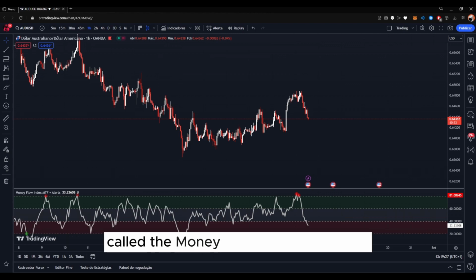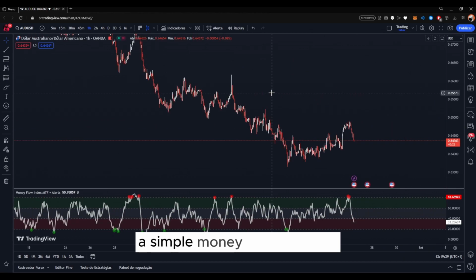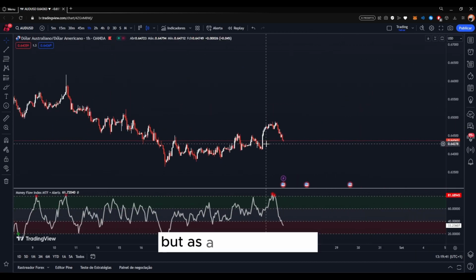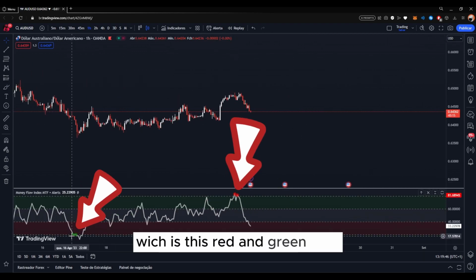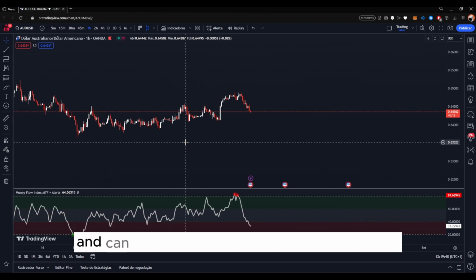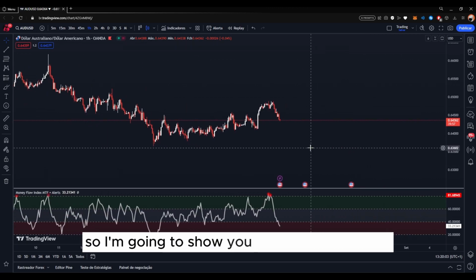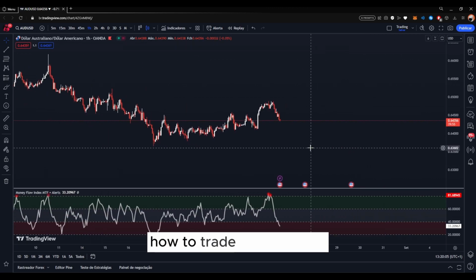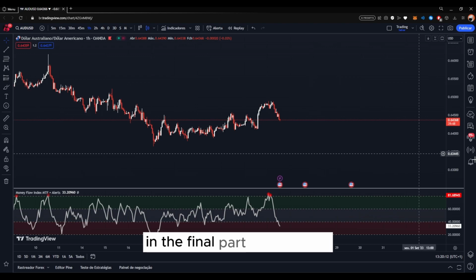Today we are going to show you this new strategy called the MoneyFlow Index plus alerts. This indicator is basically a simple money flow indicator, but it has a unique feature, which is these red and green dots that can show you a possibility of a short or a long. So I'm going to show you how to get this indicator, how to trade this indicator, test it 100 times, and show you all the results in the final part of the video.